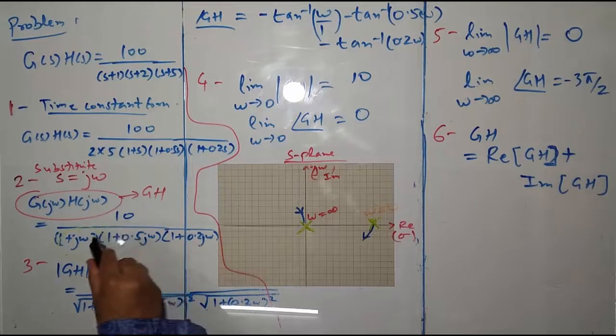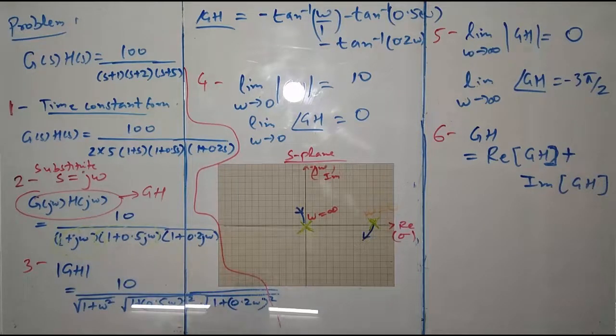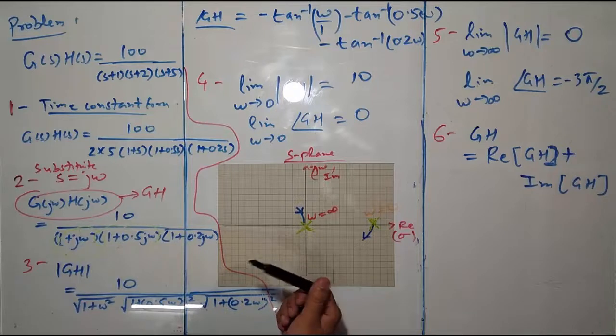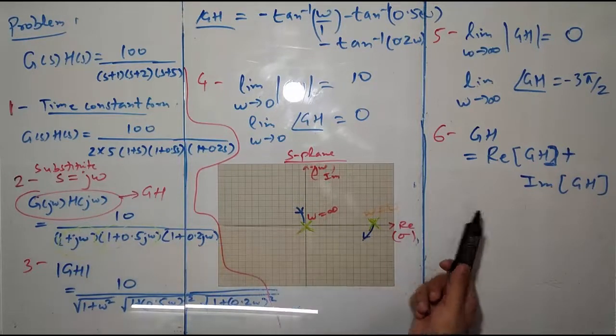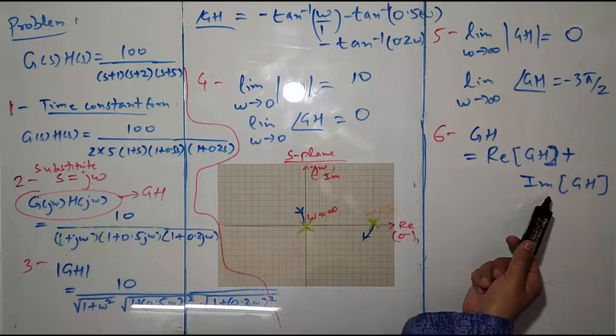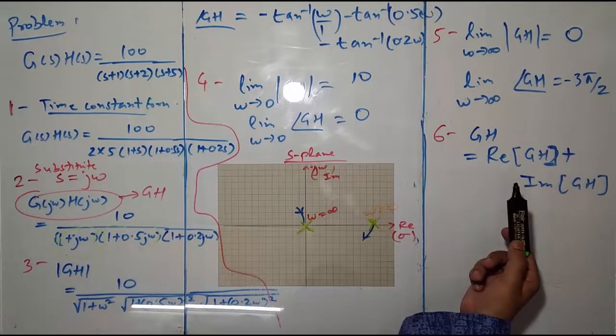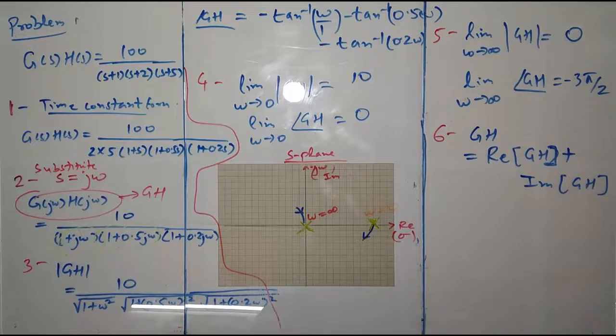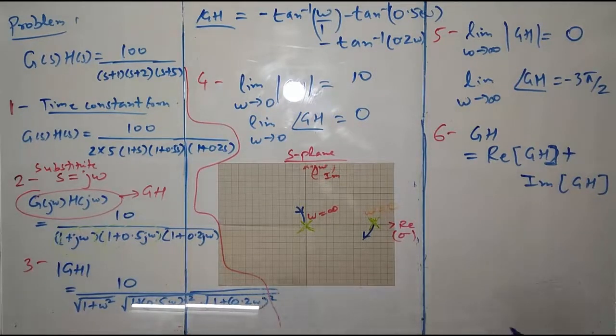Likewise, you have another term in complex form, 1 plus 0.5 j omega. So you'll be multiplying and dividing the numerator and denominator by its conjugate, which is 1 minus 0.5 j omega, and similarly you'll be multiplying and dividing this whole function by 1 minus 0.2 j omega, and thus you will obtain a real part and an imaginary part separately. And so I got the intercepts on the imaginary axis.